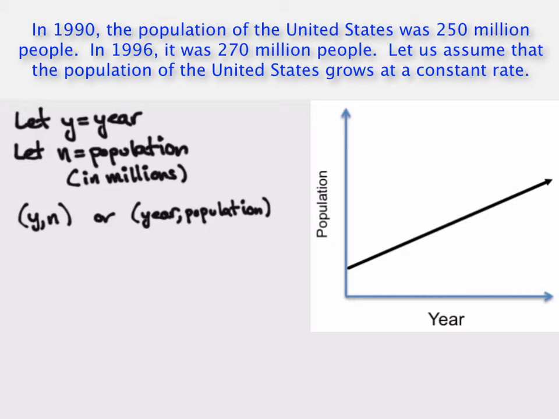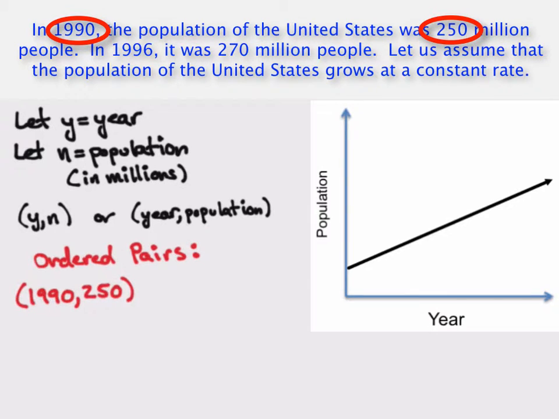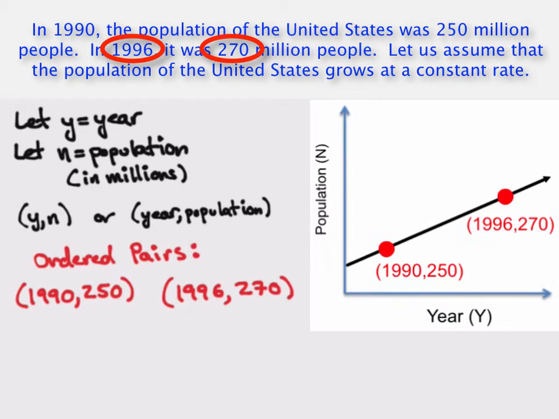Alright, so my claim is that from the information, we've got two ordered pairs of data telling us a year and what the population was in that year. In 1990, the population of the United States was 250 million people. So that gives us the ordered pair (1990, 250). In 1996, the population was 270 million people. So that gives us the ordered pair (1996, 270). Alright, now we've got two ordered pairs, we're ready to find the slope of our linear equation. So let's go do it.